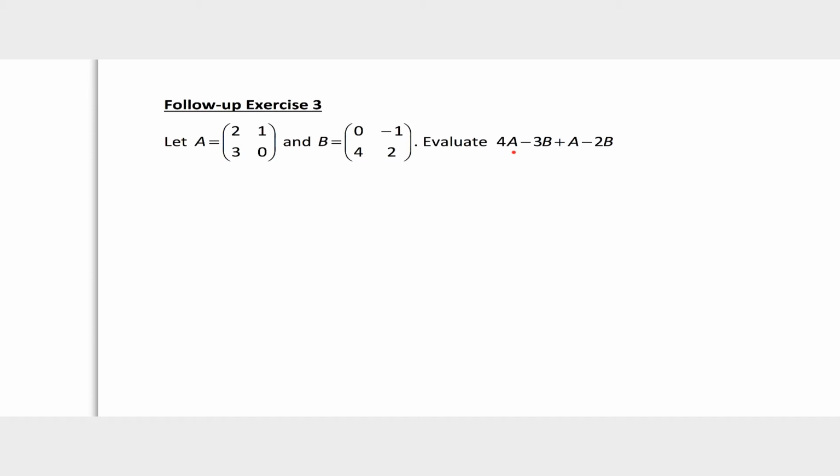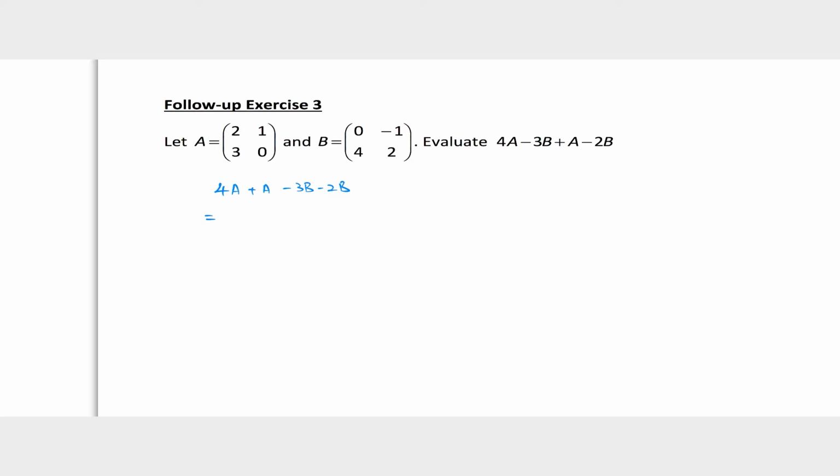Maybe you can do it directly. That means multiply 4 to this matrix and multiply negative 3 to this matrix, and then add one matrix and multiply negative 2. But with this example, I want to illustrate that we have some properties for the basic operations of matrices. For example, we can rearrange the order. Remember the multiplication: A times B is not equal to B times A in matrices. But for the addition, we can rearrange the order. They are equal.